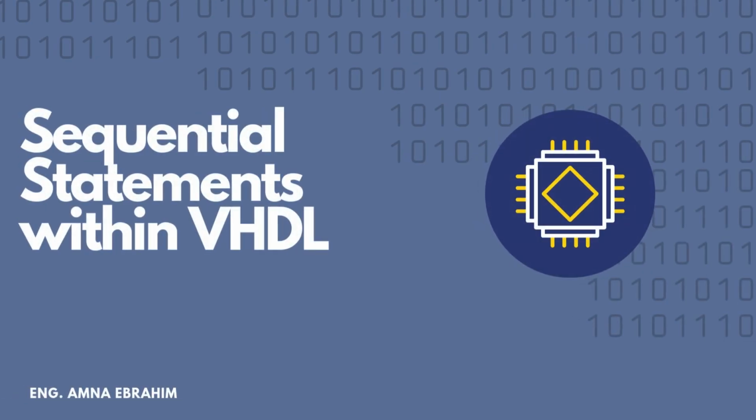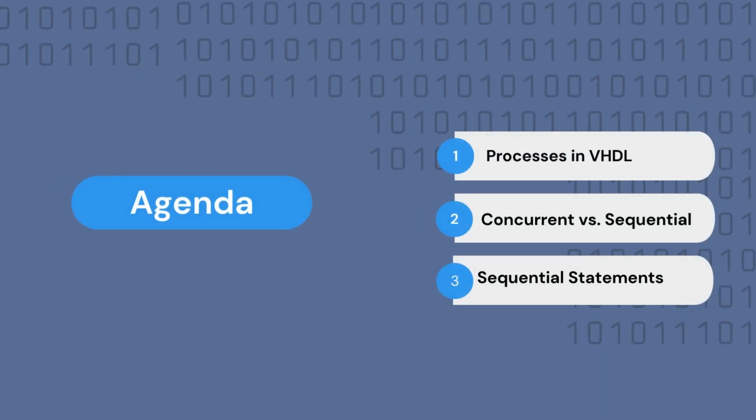This video is part of a series that aims to explore different concepts within VHDL. This video in particular takes a look at sequential statements and processes and the different parts of processes, the difference between concurrent statements and processes, as well as the different types of sequential statements that can be found within processes.